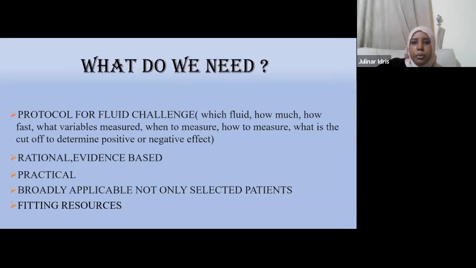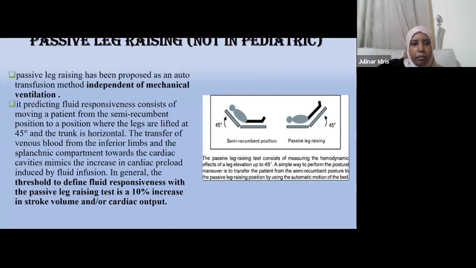So others managed to have two easy, applicable, practical maneuvers to judge their fluid management. They choose the passive leg raising, which has been proposed as an auto transfusion method independent of mechanical ventilation. It predicts the fluid response by moving the patient from semi-recumbent position to a position where the legs are lifted at 45 degrees, and the trunk is horizontal. The transfer of the venous return toward the cardiac cavities mimics the same increase in cardiac preload induced by giving a fluid bolus.